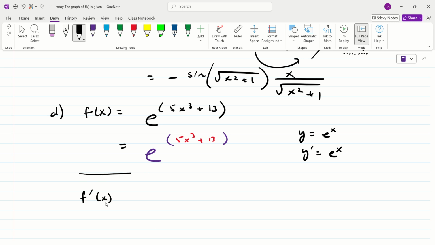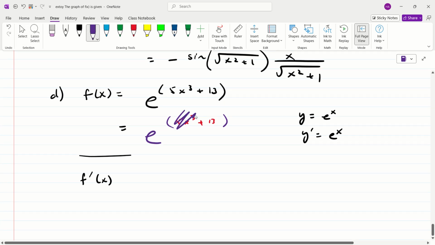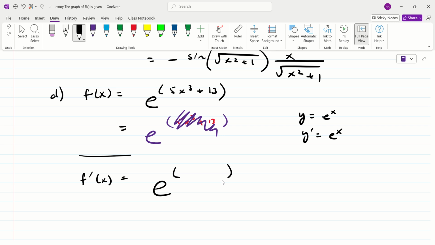So if we're computing the derivative, we'll compute the derivative of the outer function first. Ignore that red stuff for just a second. The derivative of e to the x, again, we said was e to the x. So f prime is equal to e to the argument. Inside this argument would go the original argument of 5x³ + 13. And then we're going to take the chain rule derivative of 5x³ + 13 and multiply it in the back here. So that's 15x².